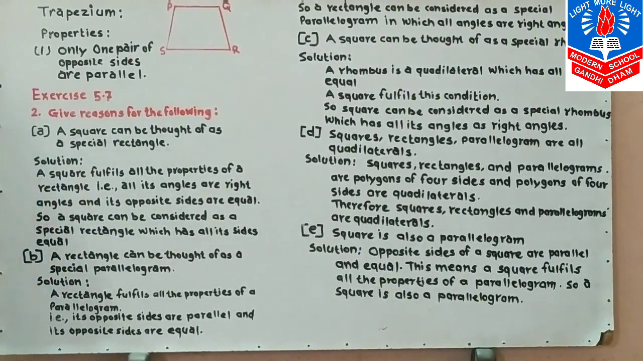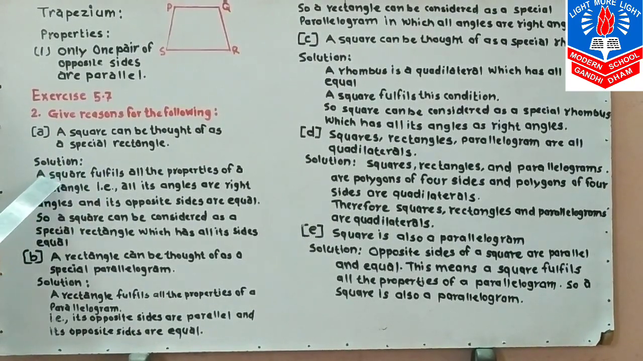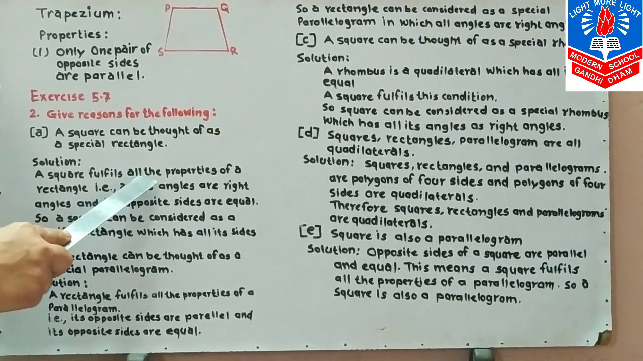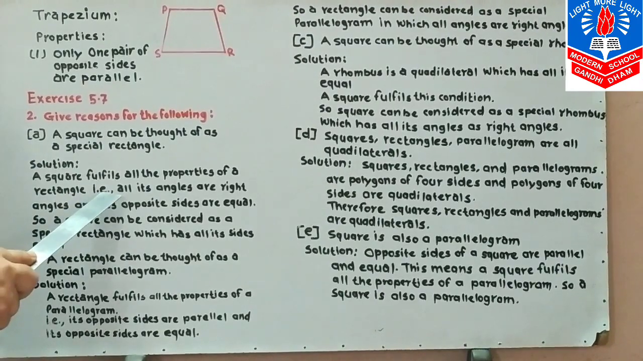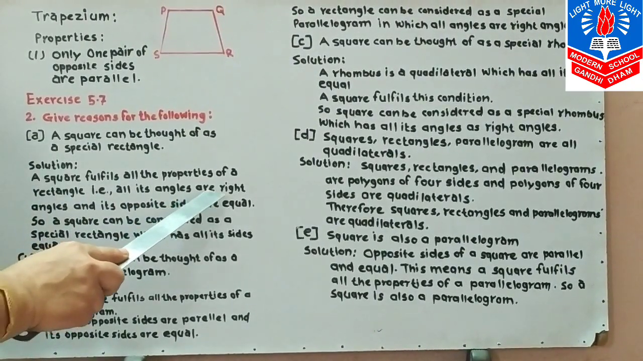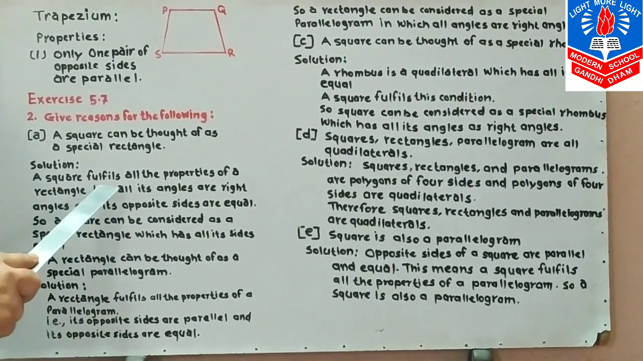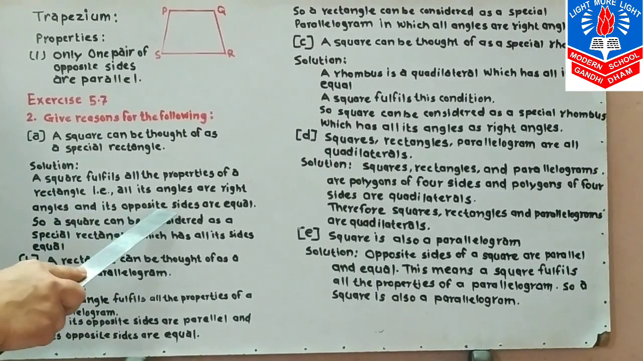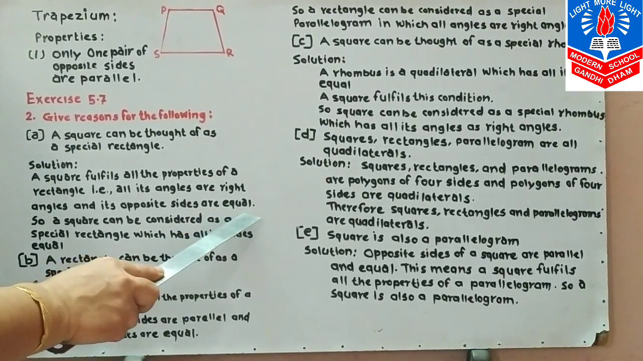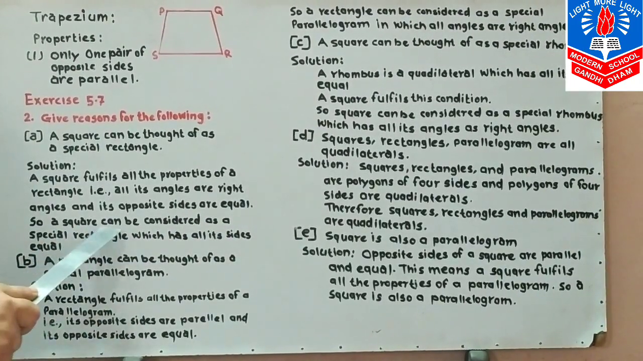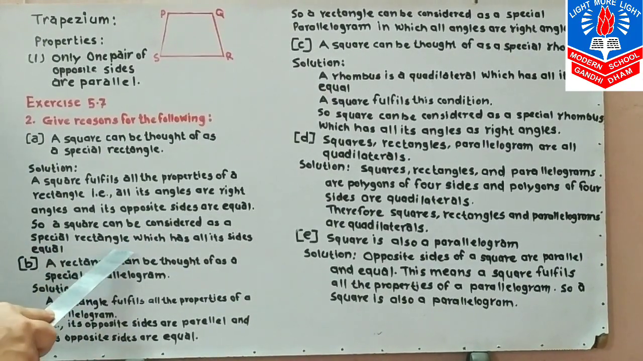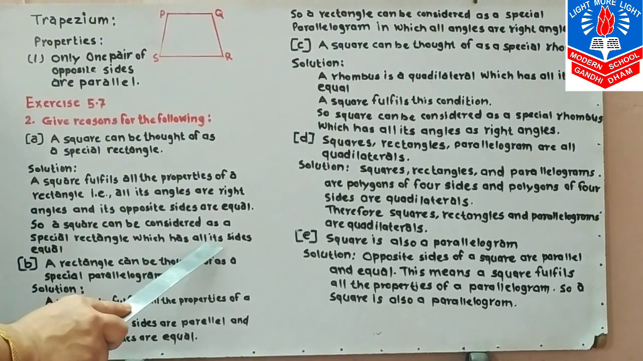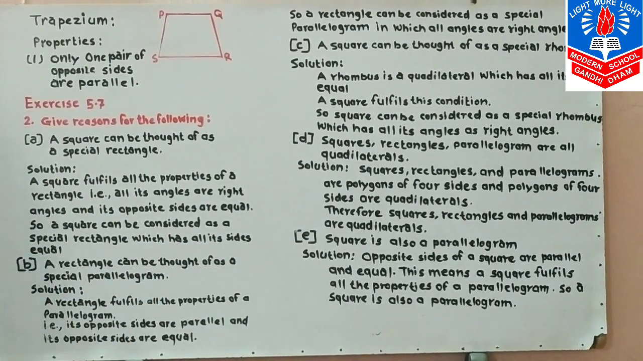A square is a special rectangle. So the answer is, a square fulfills all the properties of a rectangle. That is, all its angles are right angles and its opposite sides are equal. So a square can be considered as a special rectangle which has all its sides equal.